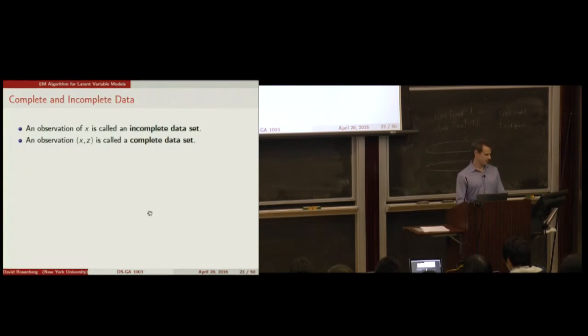All right. So x is called our incomplete data set because it's what we observe, but we imagine that there's also this z out there, which is unobserved. So x and z together is called the complete data set. X is called the incomplete data set. We're, of course, after maximizing the likelihood of the incomplete data set x, because that's what we observe.